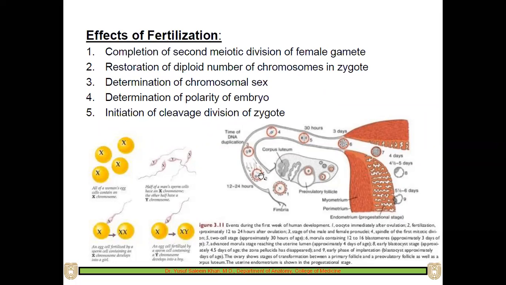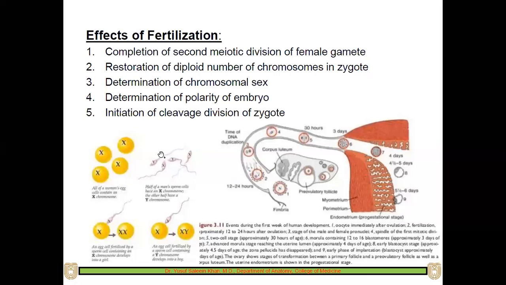Now at this stage, we can already say the sex of the chromosome, even though we cannot make it out with the ultrasound or anything. The sex is already determined, whether this will become male or female. As you know, the ovum will have all X chromosome, but of the sperms, half will have X chromosome and half will have Y chromosome.